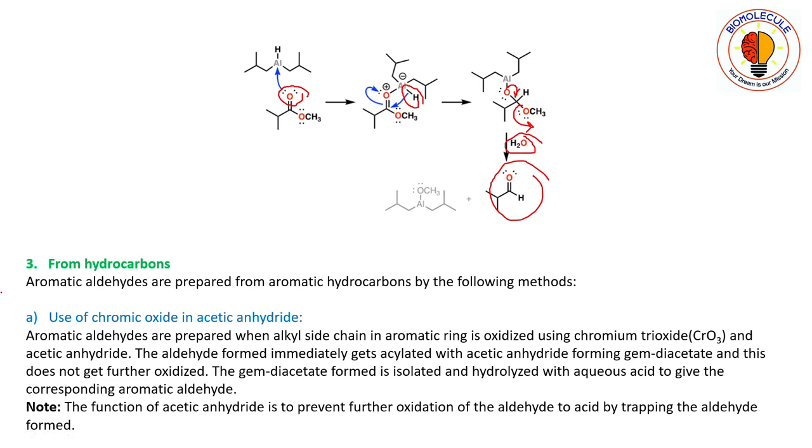So now, from hydrocarbons. Aromatic aldehydes are prepared from aromatic hydrocarbons by the following method. First, the use of chromic acid in acetic anhydride. Aromatic aldehydes are prepared when the alkyl side chain in an aromatic ring is oxidized using chromium trioxide and acetic anhydride. What is an alkyl side chain in an aromatic ring?